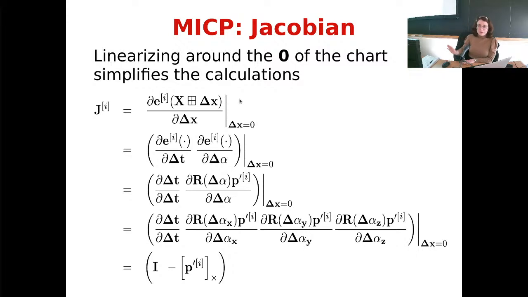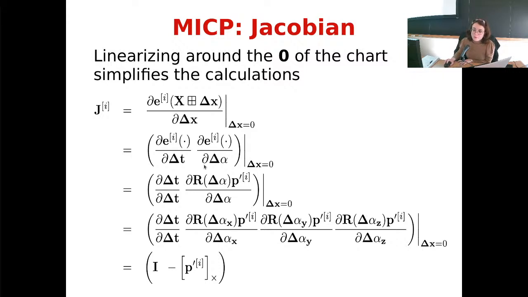Then, once you're convinced of this, you can move on with the calculation. In particular, we can split this Jacobian into the derivative with respect to delta t and the derivative with respect to delta alpha. Now, both these Jacobians are dimension 3 times 3, because they are as high as the error and as large as, respectively, delta t and delta alpha, but both of them are dimension 3.